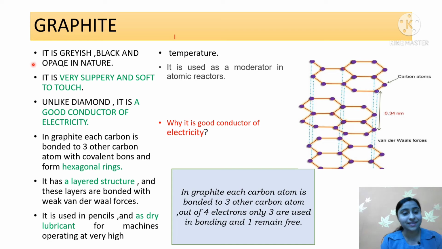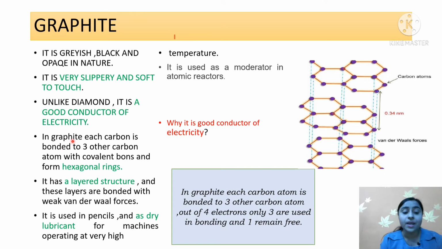Students, here is our second allotrope, that is graphite. And it is quite different from our diamond. How? Whereas diamond is transparent and colorless, graphite is grayish black and opaque in nature. As we know, diamond is very hard and is the hardest substance, but graphite is very slippery and soft to touch. So this is the major difference between diamond and graphite. And unlike diamond, it is a very good conductor of electricity. We will see the reason.